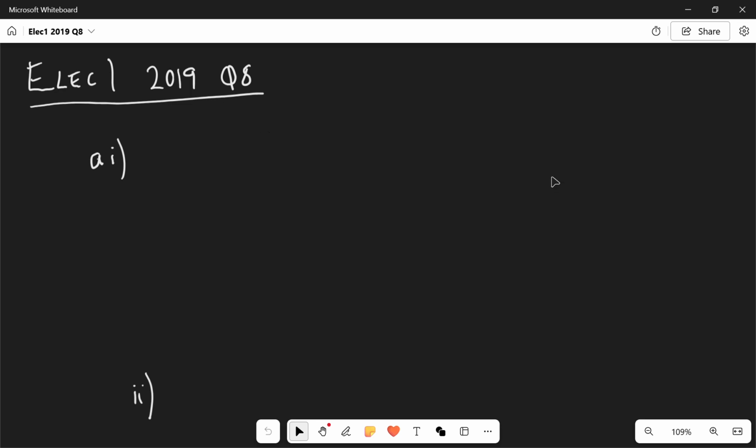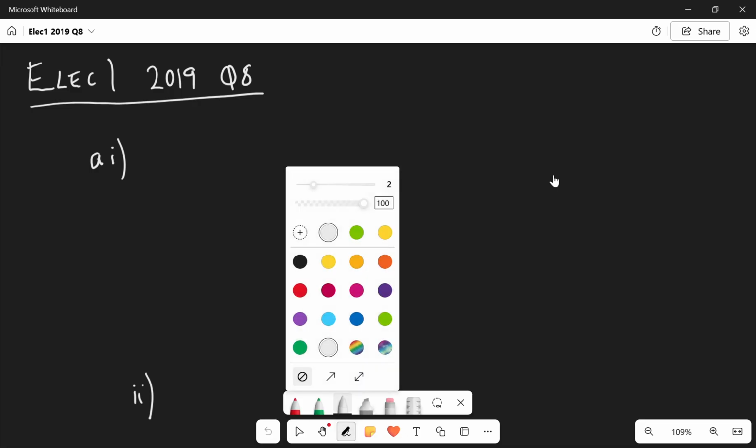So this is ELEC1 2019 question 8. Okay, part A1. Distinguish between noise and distortion. Now, these are two entities that students often get confused, but what we need to realise is that there is a distinct difference in terms of definition between the two.